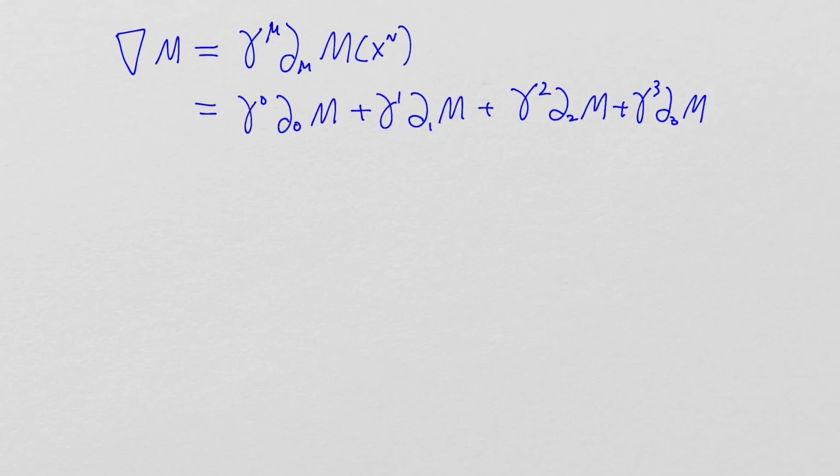So now if I write del acting on M, this is what I mean. I mean gamma mu partial mu acting on M, which is a function of x nu. And that equals this sum; blowing up the sum, we get this expression. And it looks like we're doing pretty well here. It looks like we now have an operator operating on a function where the dependent variables match. So if I wanted to take this even further, I could write d dx0 of m, and so on.